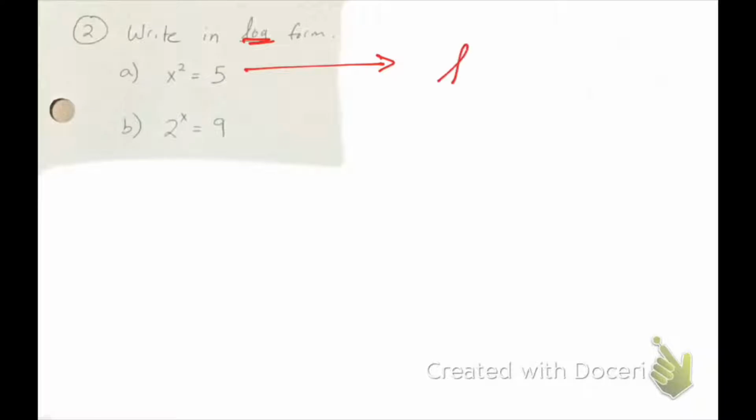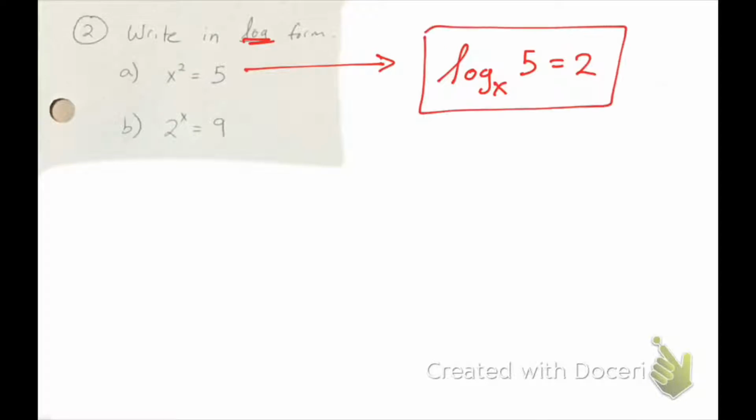So we do log the base, take the x, drop it to the base. Log base x of 5 equals 2. Because remember, a logarithm equals the exponent. Let's go and look at our second one. I do log base 2 of 9 equals the exponent, which in this case is x.